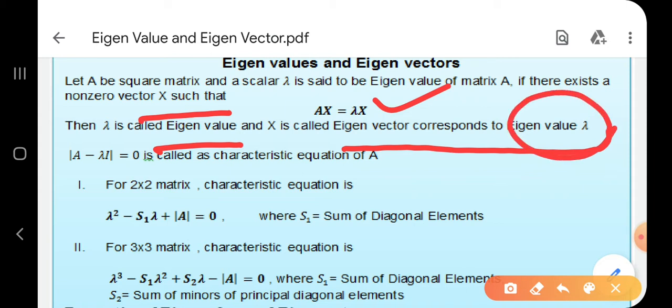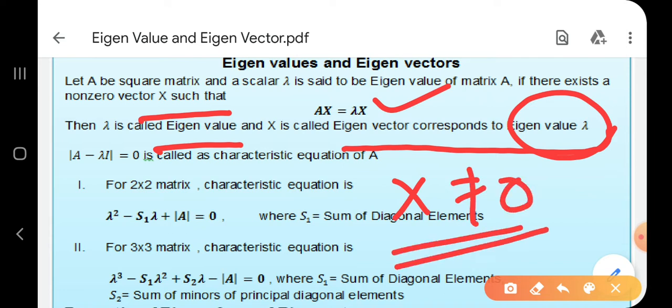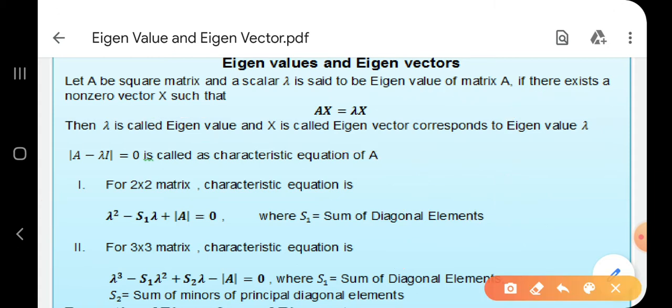Corresponding to eigenvalue lambda, this is true only for this lambda. If lambda changes, x changes. But x is not equal to 0. It is always non-zero. Though the matrix is 0, the eigenvalue is 0, x is not equal to 0. Okay. Now from this, how do I write? Here I can write A minus lambda. If I take this to this side, I write it properly.